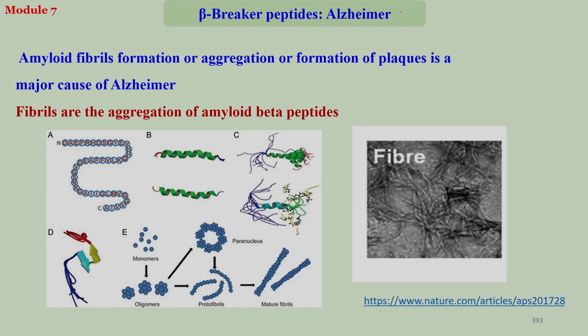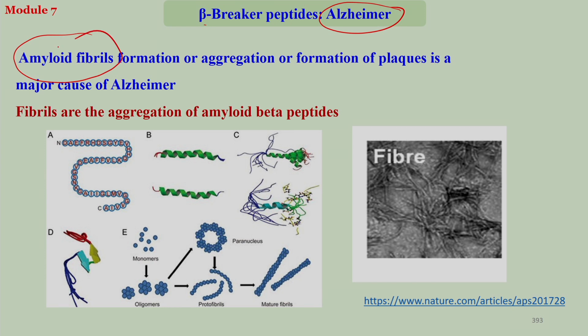in peptide chemistry, in peptide designing, is to break the protein aggregation, which is a major cause of Alzheimer's disease. And this type of peptides are known as beta breaker peptides. So, Alzheimer's is a notorious disease which usually happens in old age, and one of the causes of Alzheimer's is the formation of amyloid fibrils.